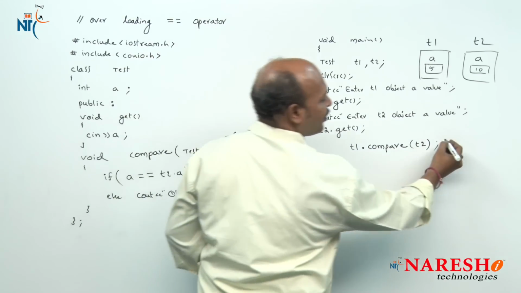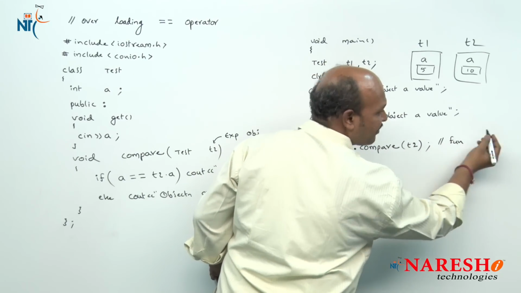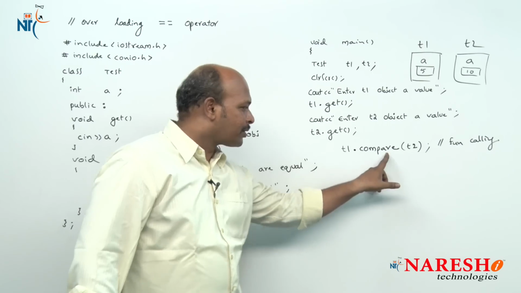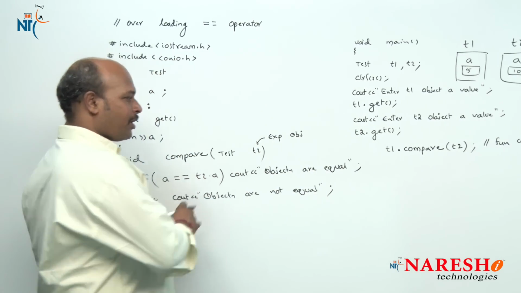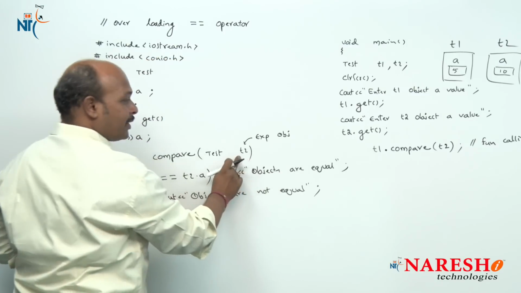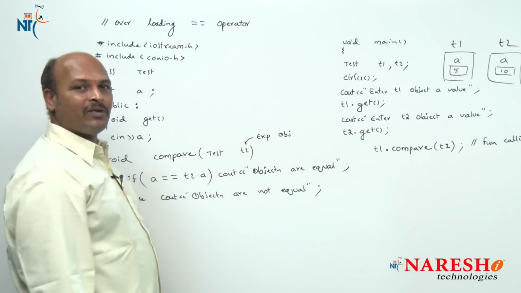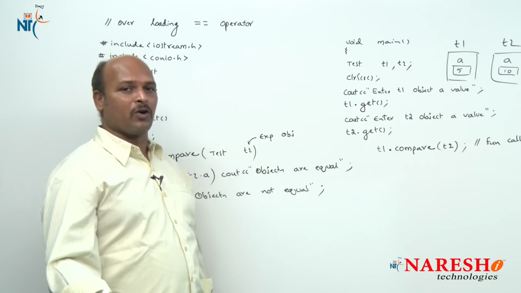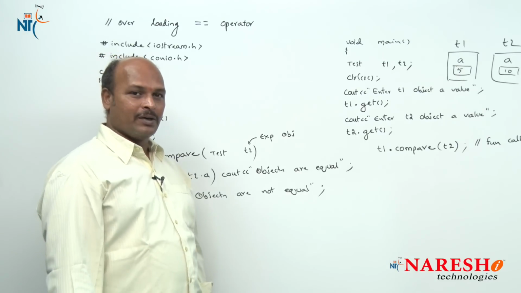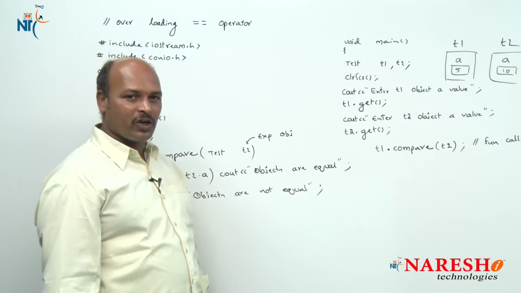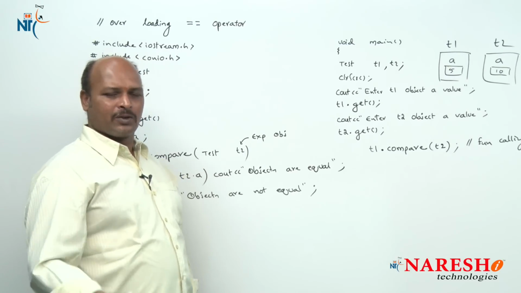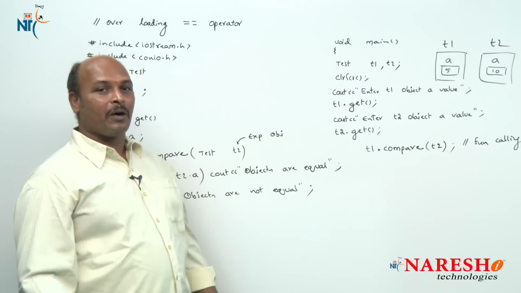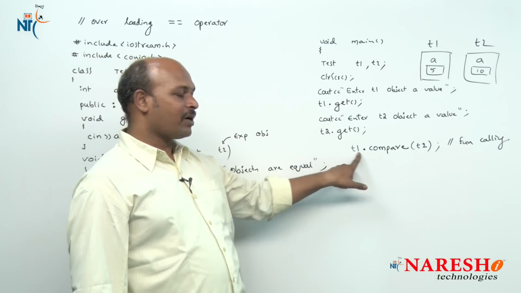Now it is member function calling. When this member function is called, T2's value is passed in brackets, and on the left side is T1. That is why I said that in function calling, member function calling or operator overloading, the left value should be an object of the same class. The main rule is that the left hand operand should be an object of the same class. That is why here T1 is the object.